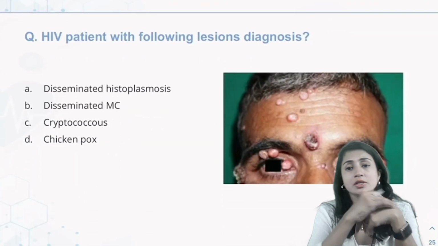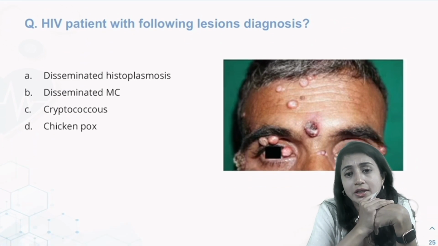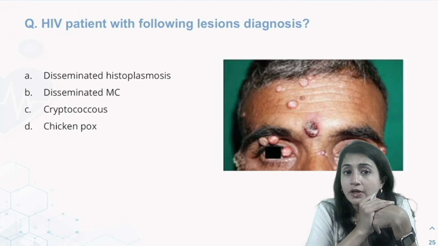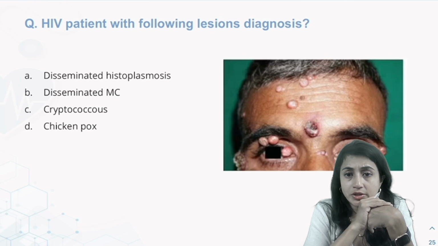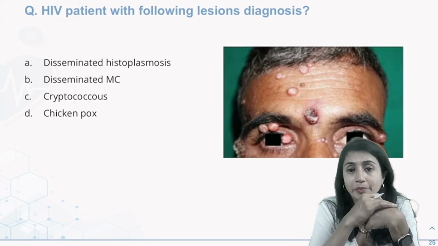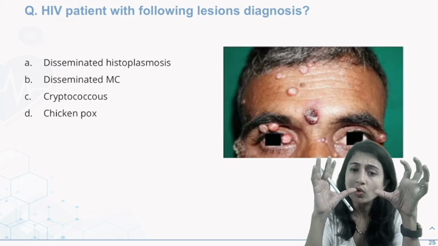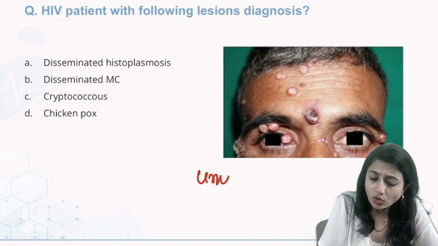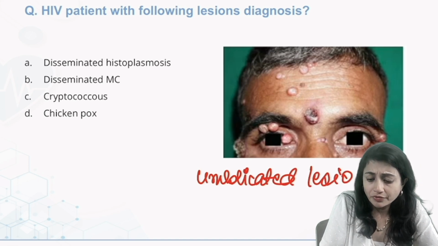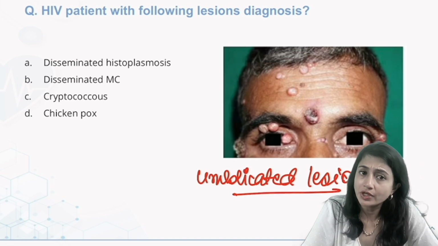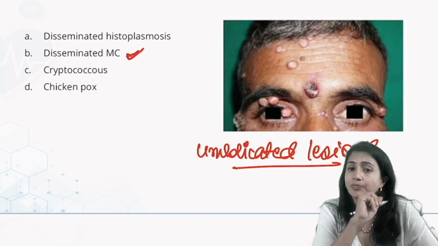Okay. Now, this is a little confusing question, and I do not have inputs from the students regarding this. So, I would want you to share if there were any other options or any other information on this question. So, here I have a male, an HIV positive patient with the following lesions. Now, what do I see here? I see a lot of umbilicated lesions here. So, the first thing that I will think of is disseminated molluscum contagiosum, right?